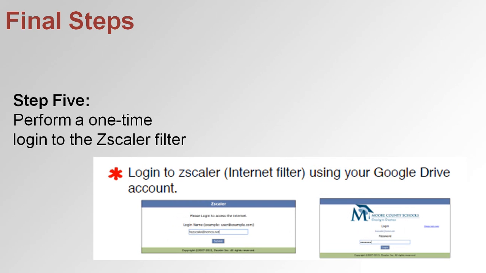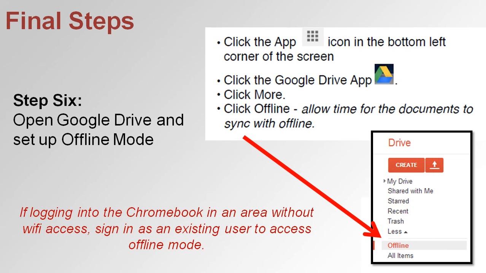Once you log in, step 5 is to perform a one-time login to the Zscaler filter. In this login, you use the exact same information you just put in, your same username and password for Google Apps. Finally, once you get past the Zscaler filter, the very last step is you're going to open up Google Drive and set up offline mode. To do this, you're going to click on the Apps icon in the bottom left corner of the screen, and you're going to find the Google Drive app icon. It's a little triangle with a green, yellow, and blue mark.